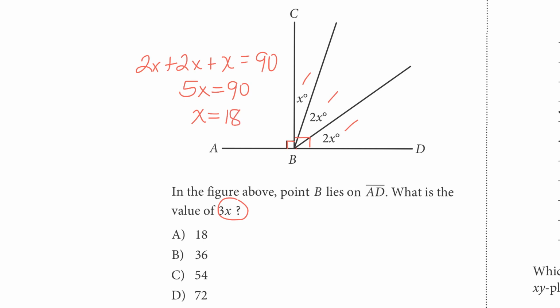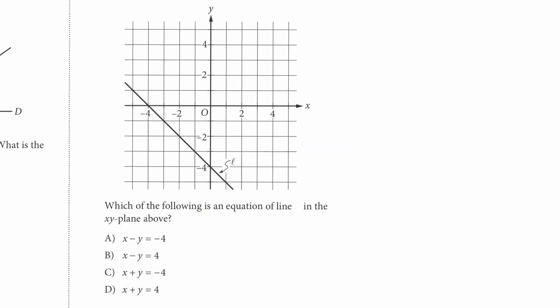If you're looking at the answers, some students might pick this one, 18. But remember, they're asking for the value of 3x. So 3 times 18 is 54. So 3x is actually 54 in this case. So the answer was C, problem number 8.